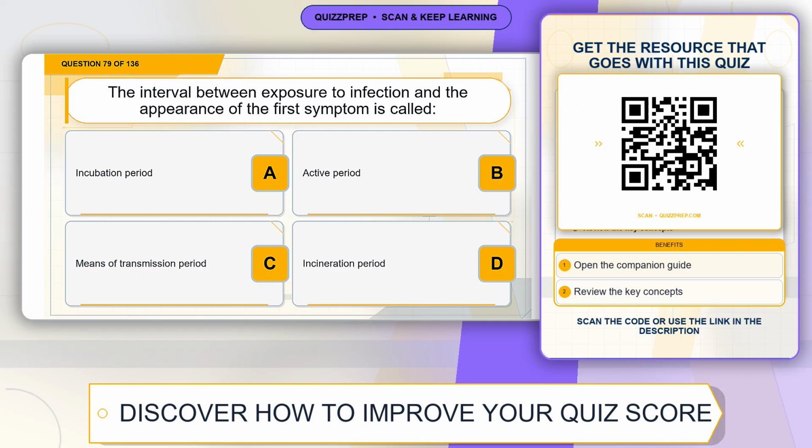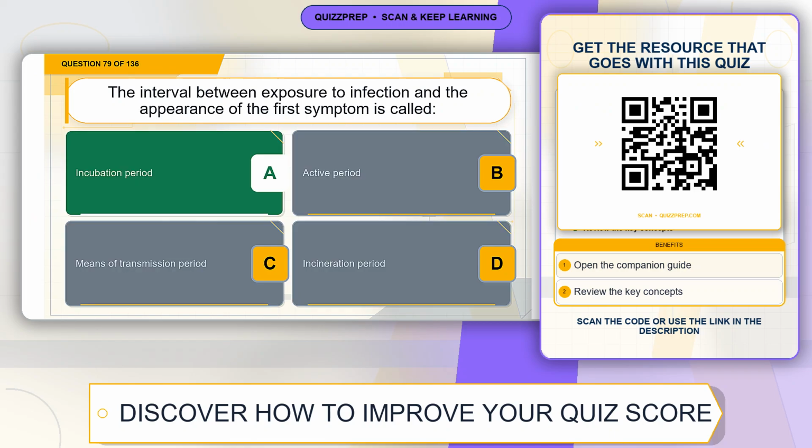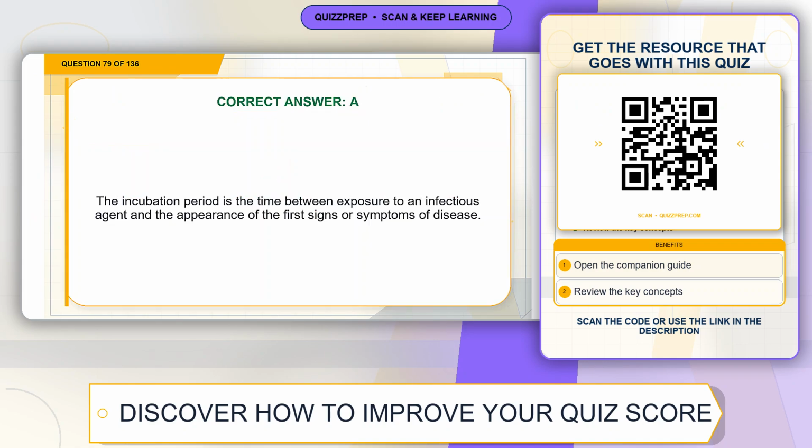Question 79. The interval between exposure to infection and the appearance of the first symptom is called. Option A, incubation period. Option B, active period. Option C, means of transmission period. Option D, incineration period. The correct answer is option A, incubation period. Explanation. The incubation period is the time between exposure to an infectious agent and the appearance of the first signs or symptoms of disease.